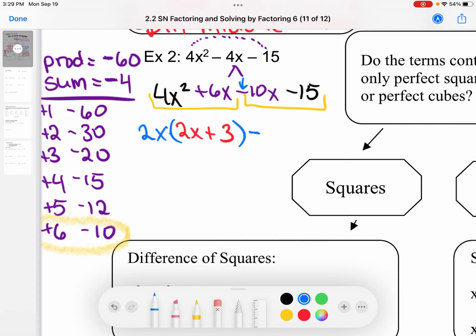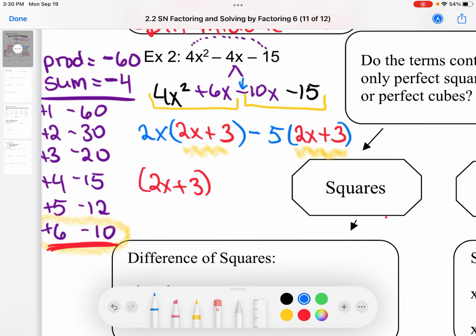Looking at negative 10x minus 15, that greatest common factor is 5. There's not going to be a variable there. When we divide negative 10x by negative 5, we get 2x. When we divide negative 15 by negative 5, we get plus 3. So this factoring worked because the values in the parentheses matched. As long as there are magic numbers that really do give you the correct sum and product, when you split and group and GCF, you should get the same thing in each parentheses. If you don't, there's an error somewhere, go back and check your work.